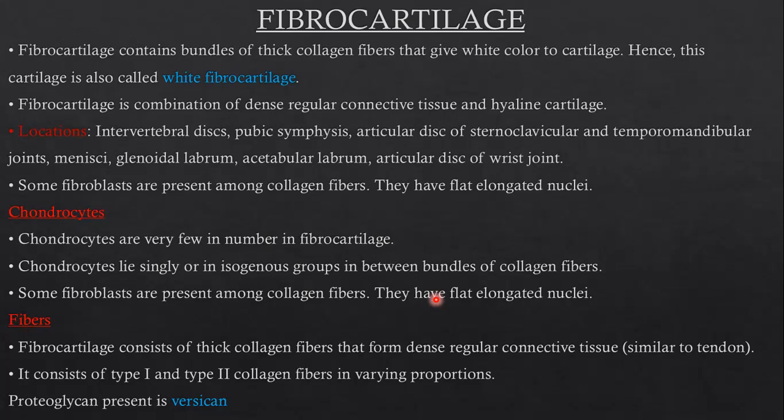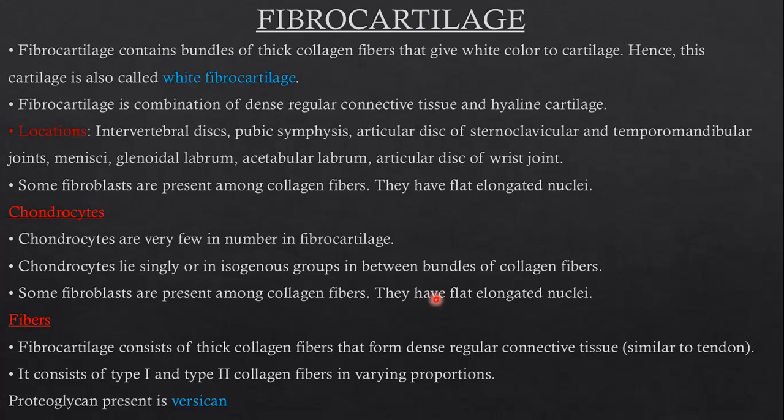Now, you find some fibroblasts within the matrix. And how will you differentiate the fibroblasts from the chondrocytes? Fibroblasts will have flat and elongated nuclei. Chondrocytes are few in number in fibrocartilage, and they lie singly or in isogenous groups. Also, fibroblasts are present among the collagen fibers.